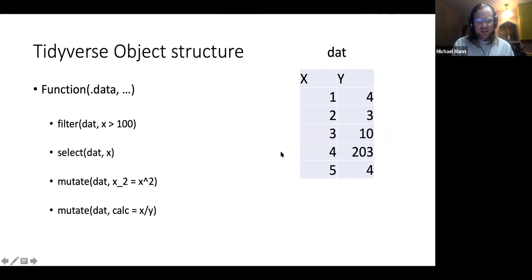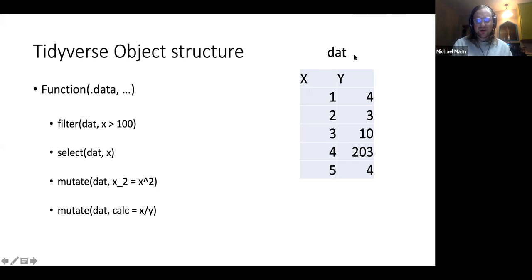And so just to give you an idea of what these verbs can do, all of them are set up in this form where it's some kind of function, either filter, select, mutate, etc. And first you plug in your data frame. So this is your .data argument. And then the ... basically means you plug in something else that's specific to that function.